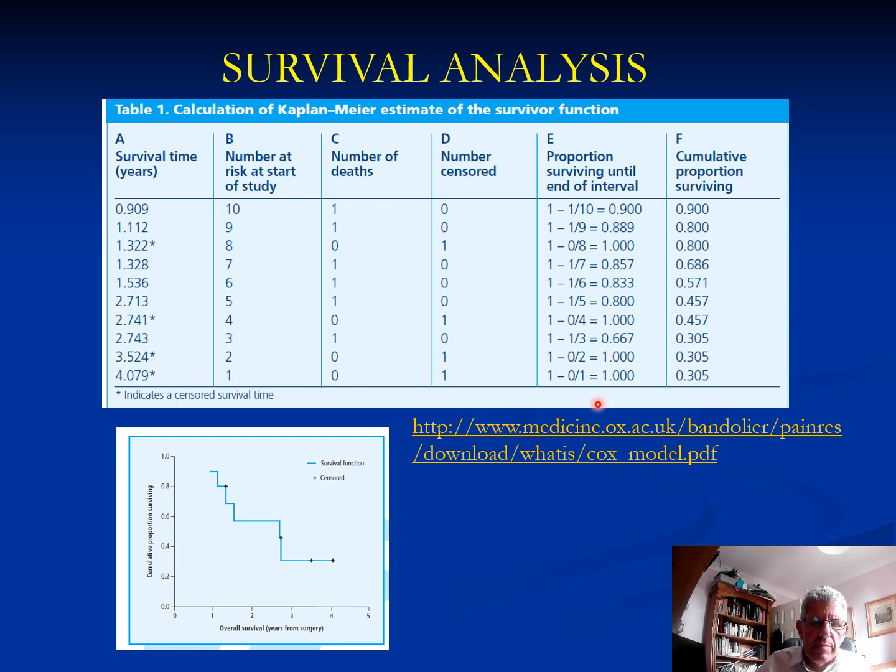These data can then be transferred into this figure here, and here we see a survival curve. So at the start, no people have died. And then as time goes on, we can see how survivorship changes during the study period.